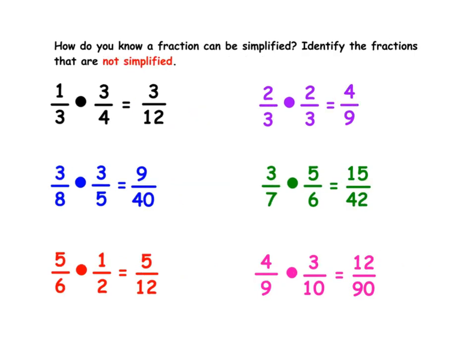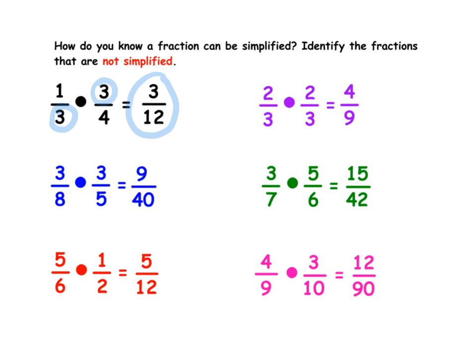How do you know a fraction can be simplified? Identify the fractions that are not simplified. Well, there's a handy little trick that you can use by looking at the numerators and denominators of the fractions you're multiplying to see if they share common factors. Now that's a tricky way of saying look at the top numbers and the bottom numbers and see are they the same or do they share common factors. With this black example here, I have a 3 on top and on the bottom. That means 3/12 is not simplified.